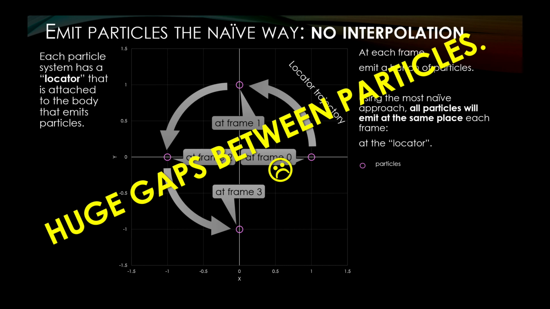So what ends up happening is there are huge gaps between the particles. Or phrased differently, there are huge gaps between the previous and current location of the emitter on each frame. So that looks bad. What can we do? One of the ideas that we're going to explore is filling gaps between the locators by using subframe interpolation.